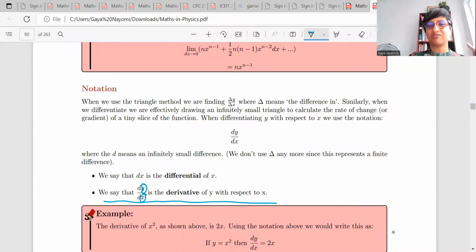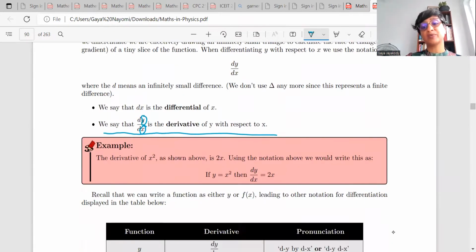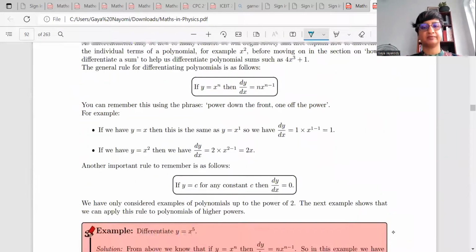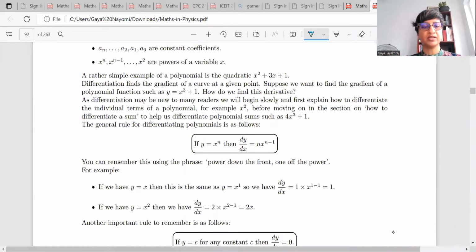Okay, the derivative of y with respect to x. So y is your function that depends on x. When y is a function that depends on x, the derivative of y comes with respect to x. Here are the rules of differentiation. Okay, the first rule.